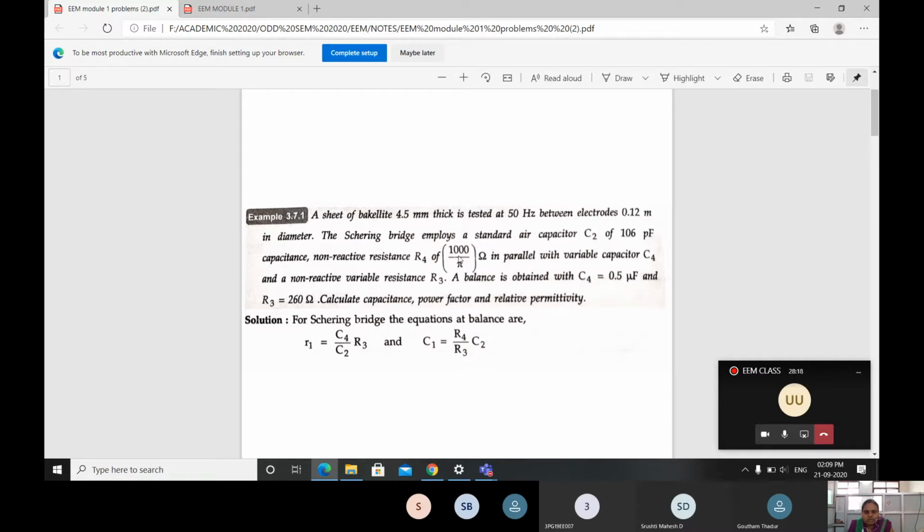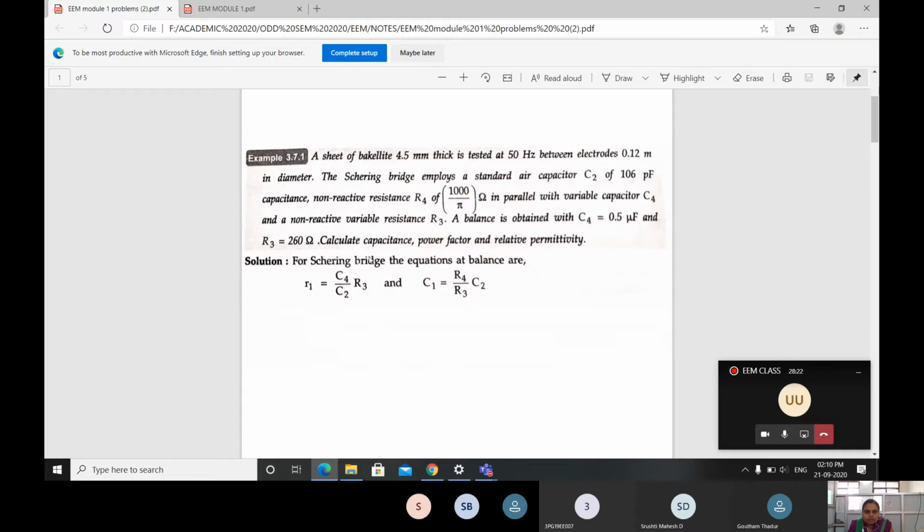This is the question given for us. First, what do you have to go for? First we have to write the Schering bridge balance equation. Here the balance equation is going to be taken as R1 is equal to C4 divided by C2 into R3, and capacitance C1 is equal to R4 divided by R3 into C2.